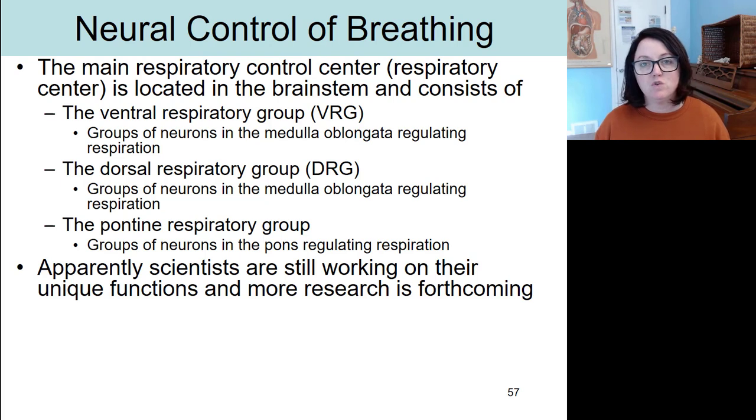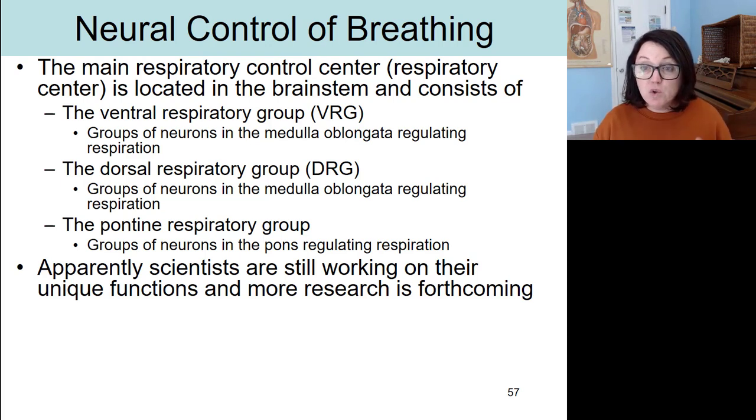But both of these are nuclei, or groups of neuron cell bodies that are controlling something with respiration. The ventral respiratory group is more commonly referred to by its abbreviation, VRG. Likewise, dorsal respiratory group is more commonly referred to as DRG. In the pons, we have the pontine respiratory group, which you would think we would call the PRG, but we don't. We call it the pontine respiratory group. Like the VRG and DRG, there are nuclei, groups of neuron cell bodies, regulating respiration also here.